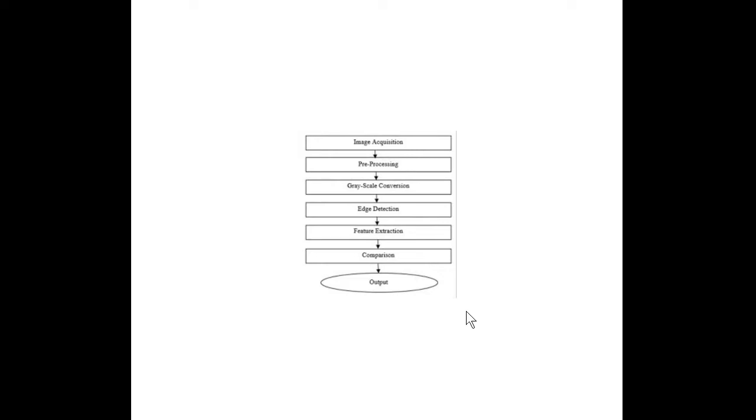Okay, so our project has to go through the following steps: image acquisition, pre-processing, grayscale conversion, edge detection, feature extraction, and after feature extraction, comparison and final output. Out of these steps, image acquisition, grayscale conversion and edge detection are completed, and the remaining ones, which are the most important among these, remain. So let's see image acquisition, grayscale conversion, and edge detection.